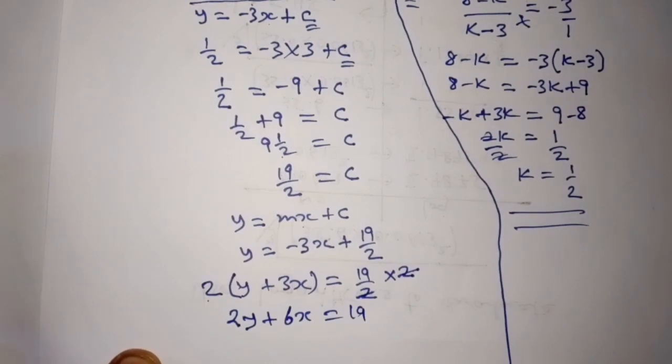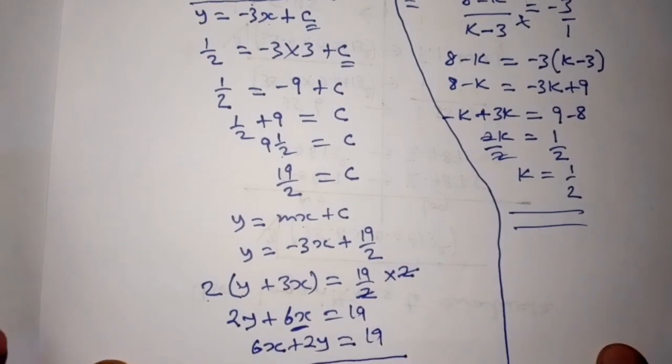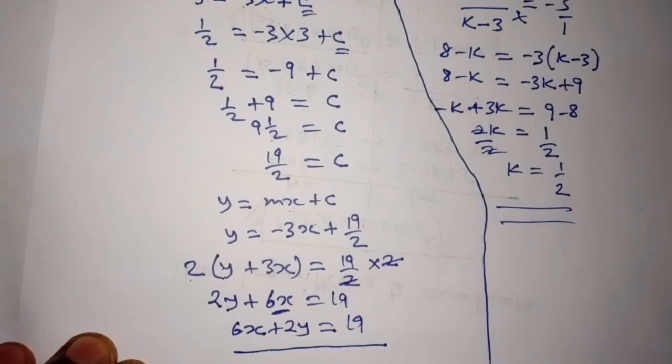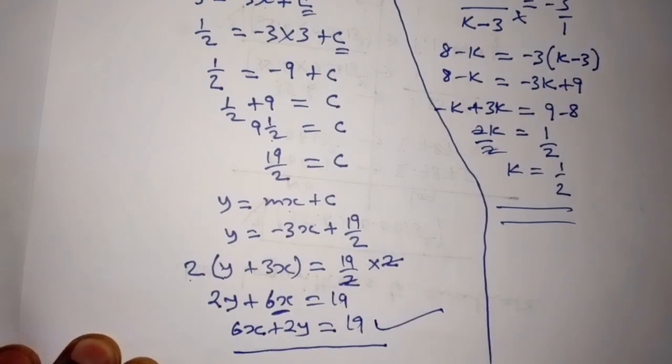So we want to put the equation in the form of ax plus by is equal to c. So this is 6x plus 2y is equal to 19. 6x plus 2y is equal to 19. So this is the required equation in the form of ax plus by is equal to c.